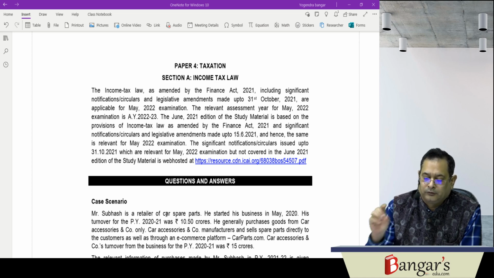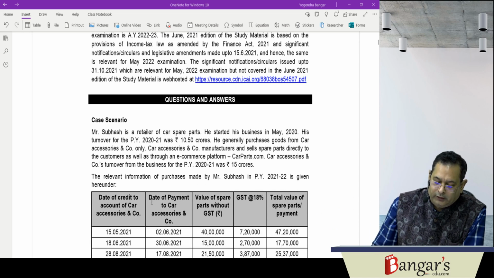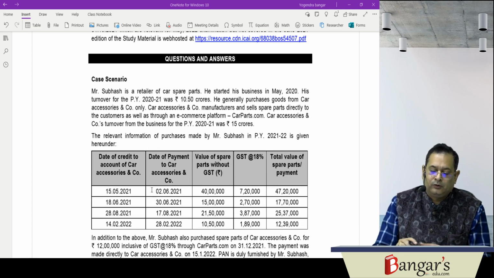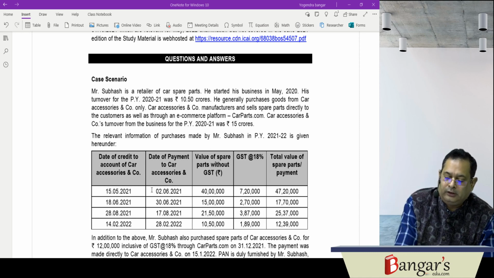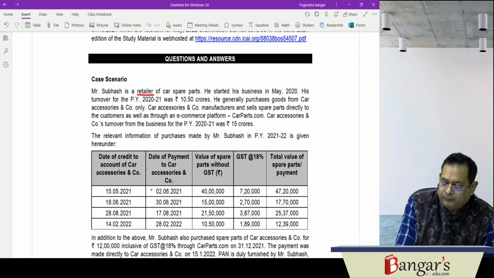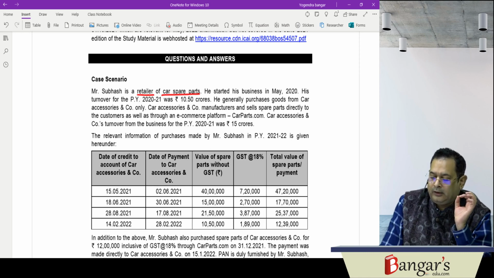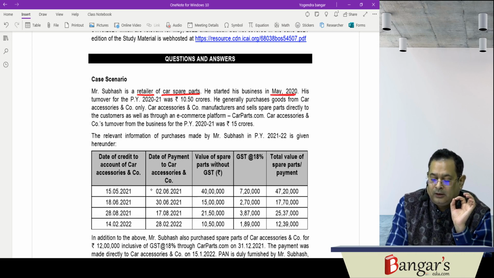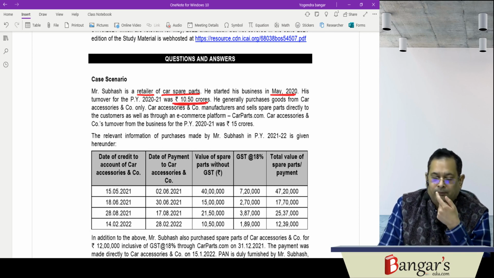Here we'll be discussing those case scenario based MCQs and the independent MCQs of taxation. So first of all, the first case scenario is, say, Mr. Subhash is a retailer of car spare parts. He started his business in May 2020, and the turnover for the previous year 2021 was rupees 10.5 crores.